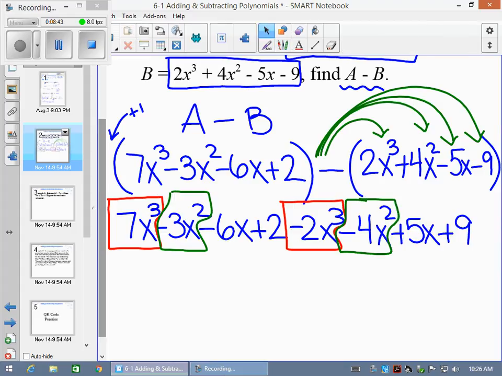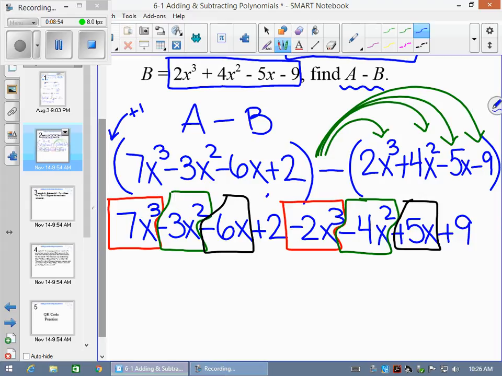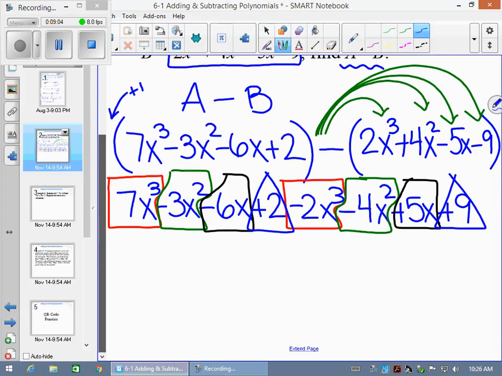Negative 6x has a like term with positive 5x. And last but not least, our constant term, positive 2, has a like term with our constant term of positive 9. So when I go to rewrite this expression in simplest standard form, what I really want to do here is make sure all my like terms are combined and that my expression has the highest exponent first and goes in descending order.